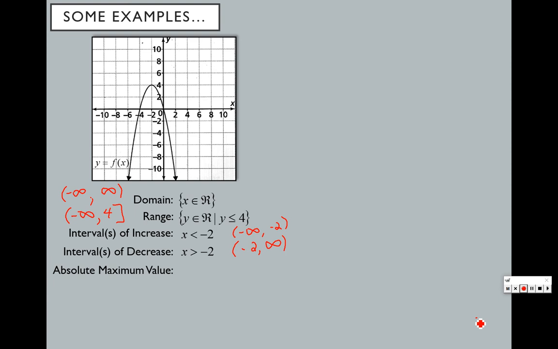Absolute maximum value. Not too bad, not too tough a question. Absolute max, right there. F at negative 2 equals 4. That's where the absolute max value is.